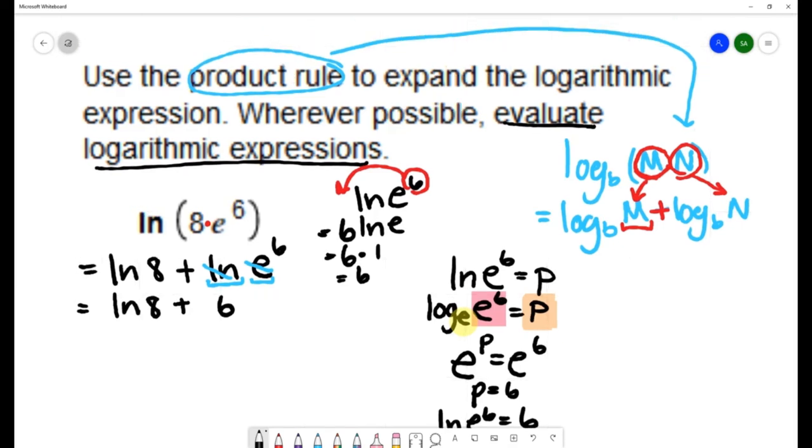So we've simplified this as much as we can without a calculator. Well, I guess there are some other options as well, like the change of base formula, but we're going to leave it just like this. Natural log of 8 plus 6.